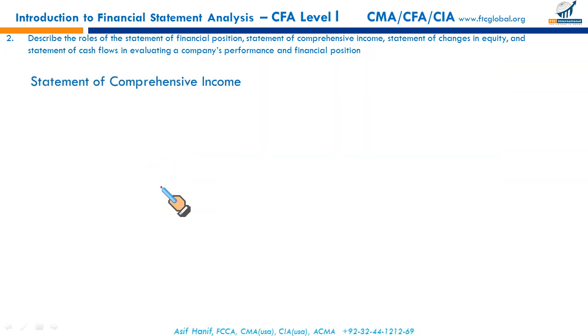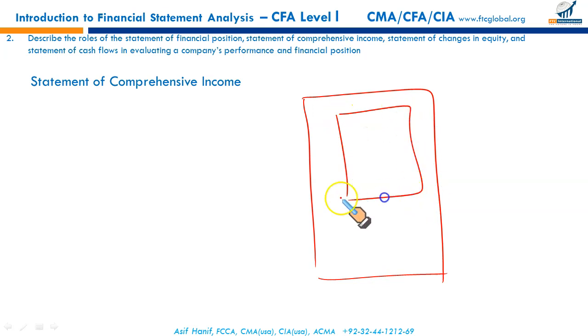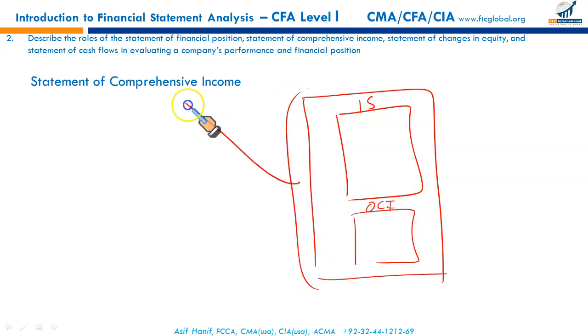Moving on to the next part, statement of comprehensive income. Statement of comprehensive income has two parts. The first part is the normal one, which you are quite familiar with. It's called income statement or profit and loss account or statement of operations. The second part is called the other comprehensive income. Collectively, this is called the statement of comprehensive income. Income statement is like your normal profit and loss account, which you prepare. And the second part is OCI, called the other comprehensive income.